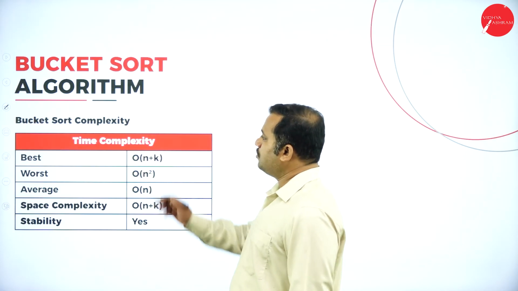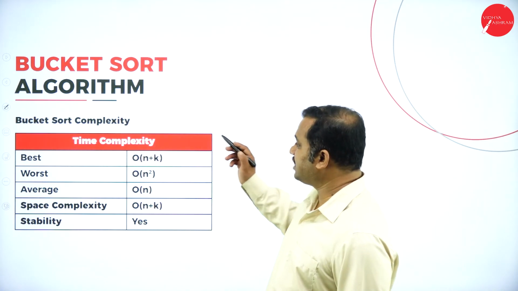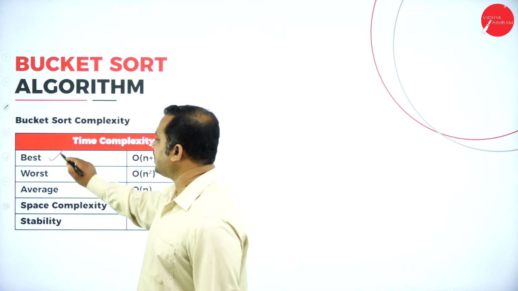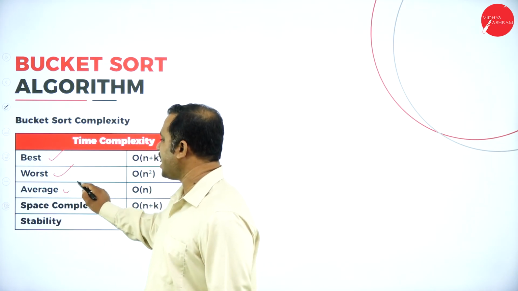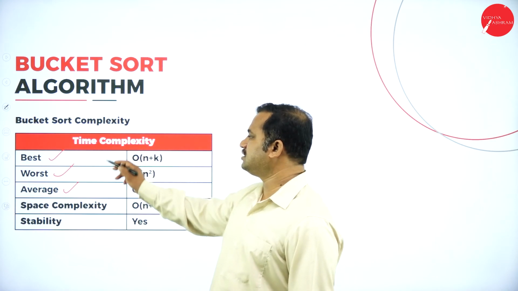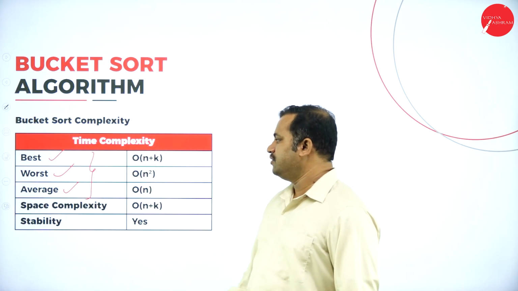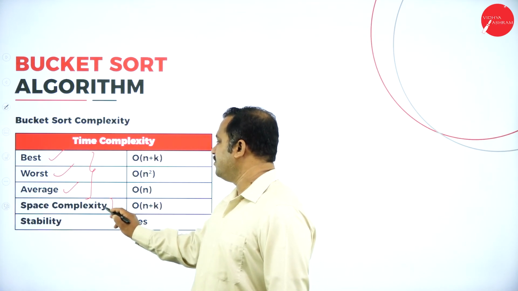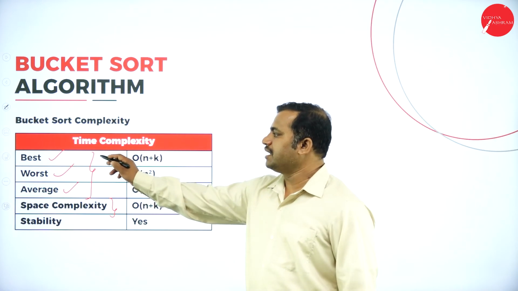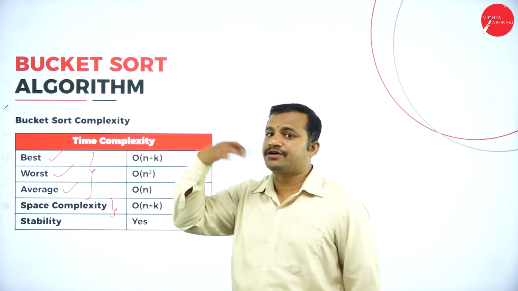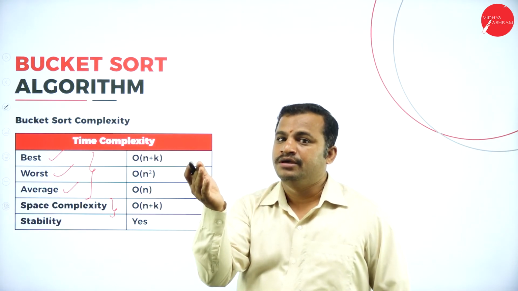So next, what is the time complexity of the bucket sort? We have three strategies: one is the best case, another is the worst case, and the third is the average case. These are the three different types of criteria we consider for time complexity. With respect to space, we are going to consider the space complexity here. What is the time required to execute the bucket sort algorithm in the best case?